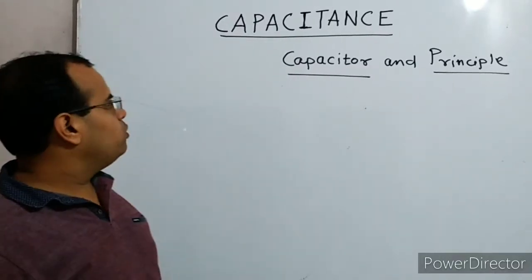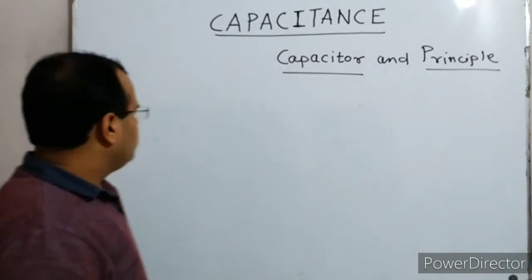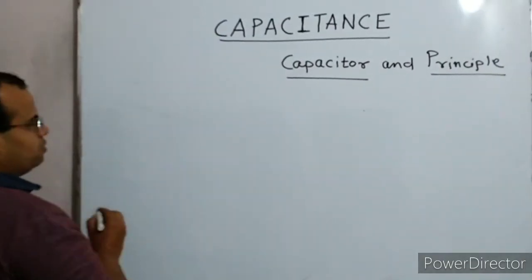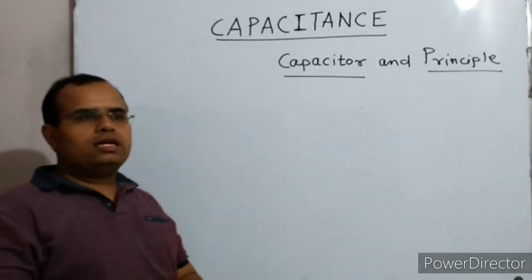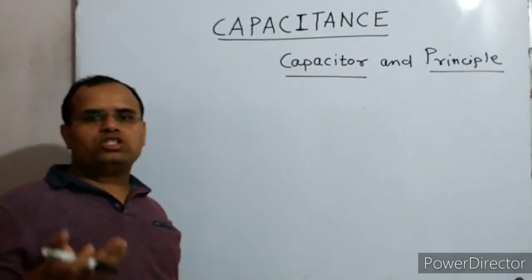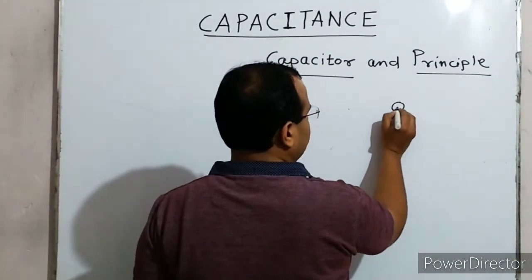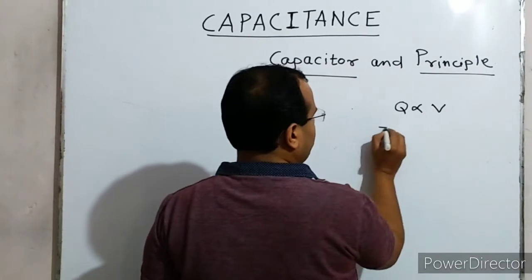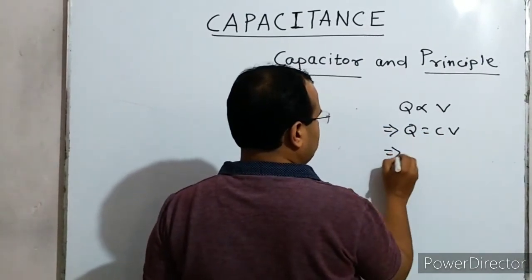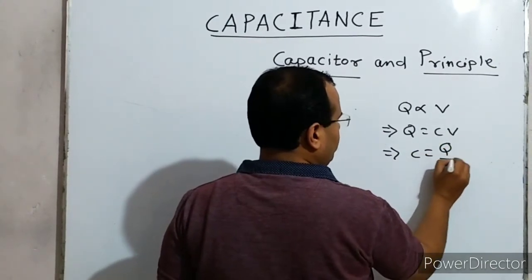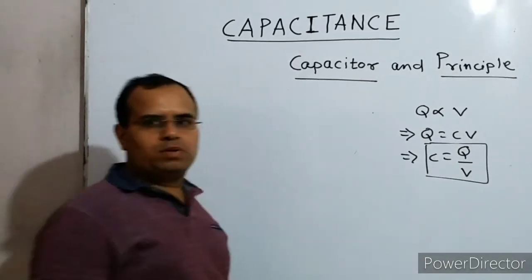Friends, now we are going to discuss the capacitor and its principle. As we discussed earlier, if there is a conductor and we provide charge to it, its potential gradually increases. We also discussed that Q is proportional to V. This implies Q equals CV, which gives C equals Q upon V. So this is the expression for capacitance.